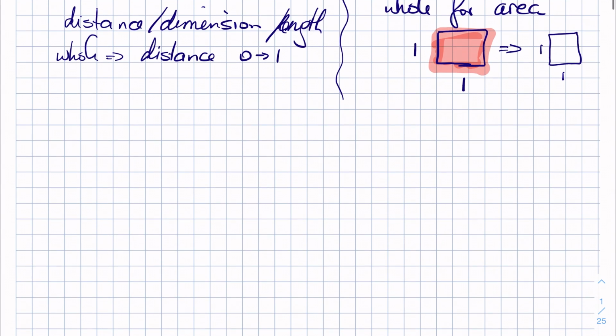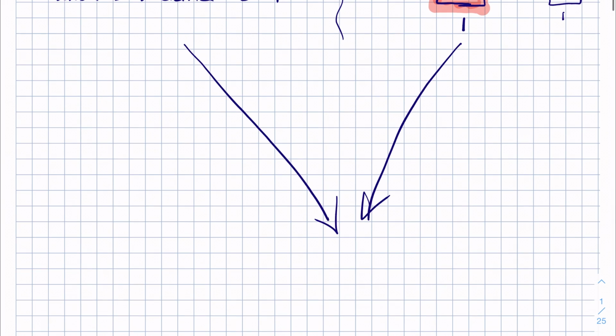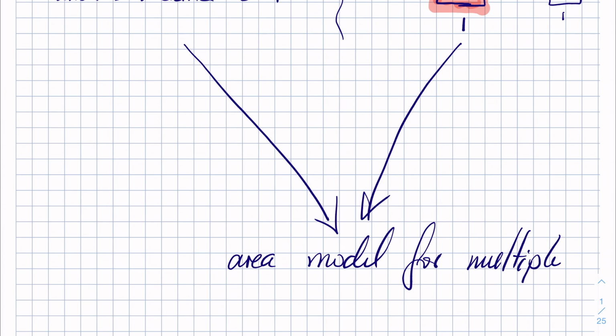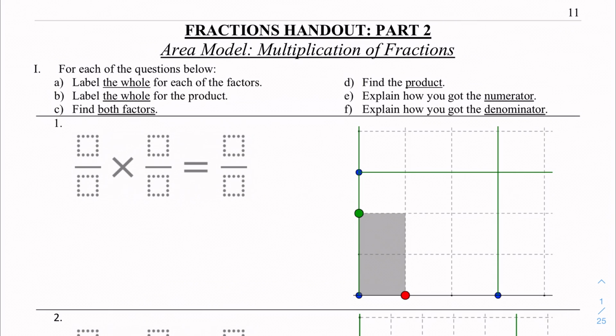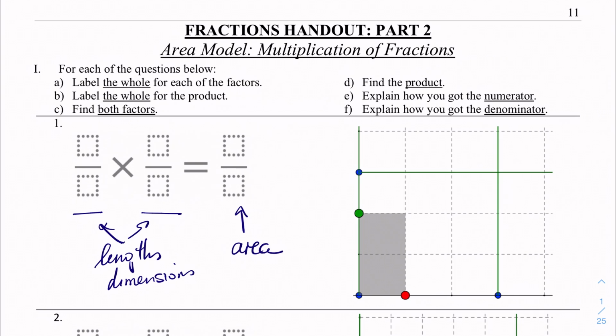So what we're going to do today is combine these two into the area model for multiplying fractions. So let's take a look at how we're going to view it. We have two fractions that we're multiplying. These two are lengths or dimensions. And we have a product, which is going to be the area. So we know that the whole for the length or dimensions is going to be the distance from 0 to 1, and the whole for the area is going to be a 1 by 1 rectangle or square, depending on whether the units are the same or not.